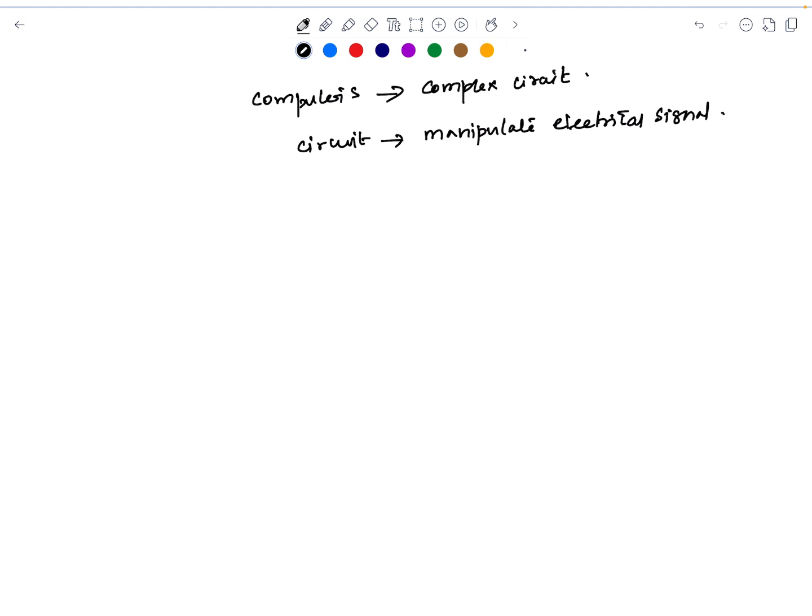So in computers, we have many wires, and we measure the voltage of each wire. If there is a voltage, say for example 5 volts, then we consider that as high. If there is no voltage, zero voltage, then we consider that as low.